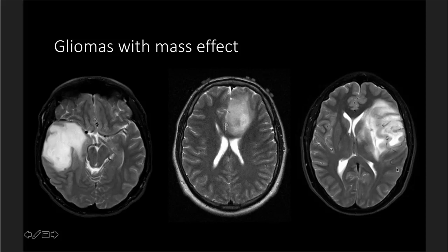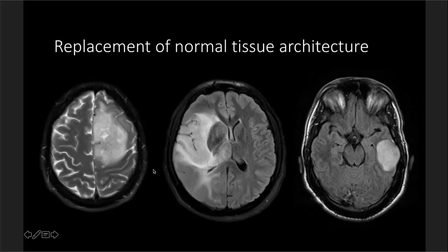Next, we're talking about replacement of normal tissue architecture. So here's a few different tumors, and they're all replacing the normal tissue architecture. So in this tumor in the left frontal lobe, if we look at the signal of this tumor, you can see it's heterogeneous. So we have some areas that are bright, some areas that are darker, and it's very heterogeneous. And we don't see the normal cortex and white matter underlying this tumor.